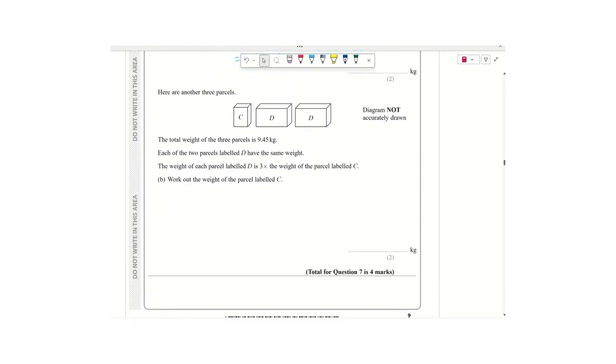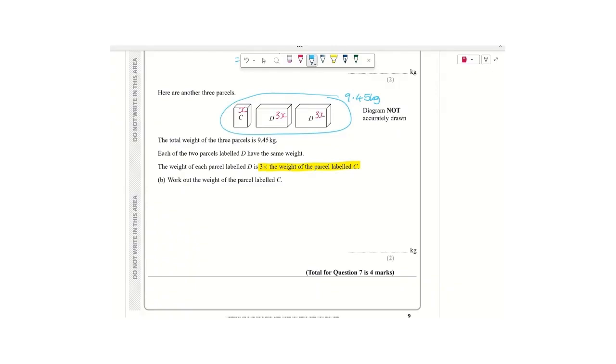Now I've got parcel C and parcel D, and this time the total weight is 9.45 kilograms. Again, the 2 D's have the same, and it tells me that the weight of each parcel labelled D is 3 times the weight of the parcel labelled C. So if we said that the weight of parcel C was X, then parcel D must weigh 3X, and this parcel D must also weigh 3X.